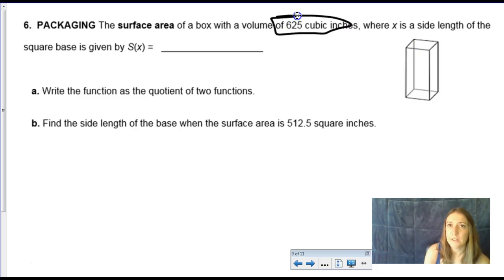So surface area for a box that looks like this, you're going to have, well, first of all, they told you the surface area is this. So that's like the end of the equation. But it says the sides are x, and then they must tell me something.